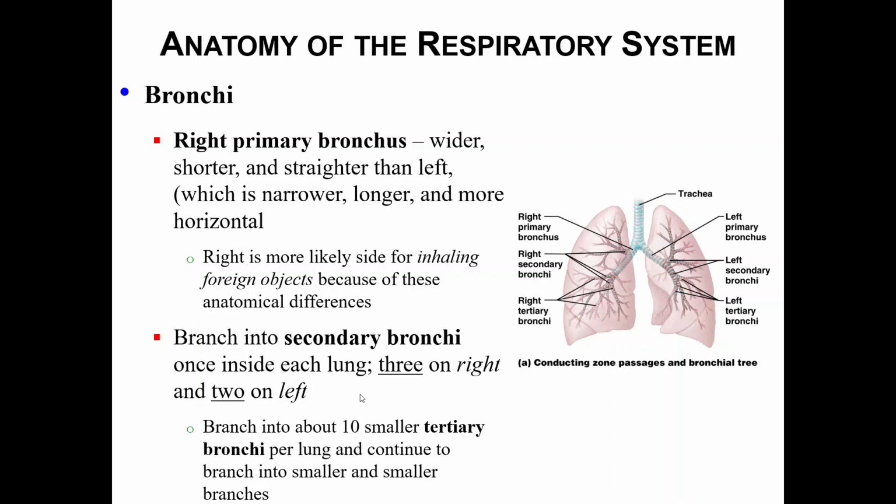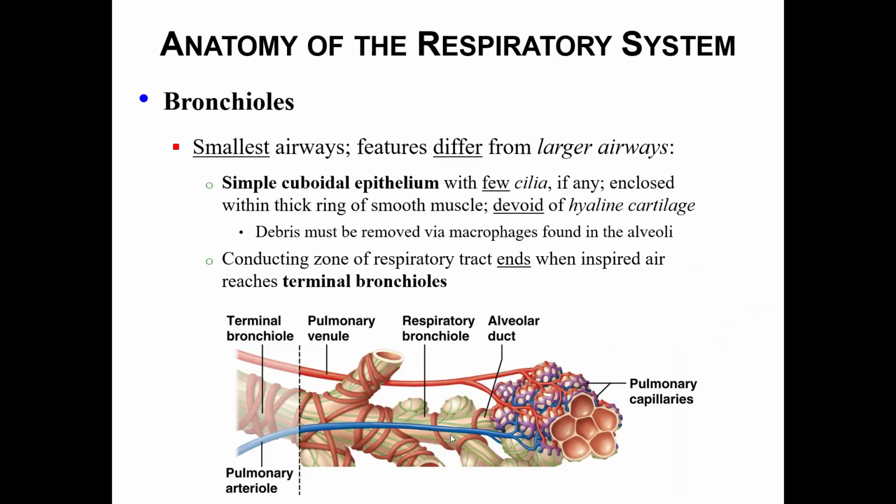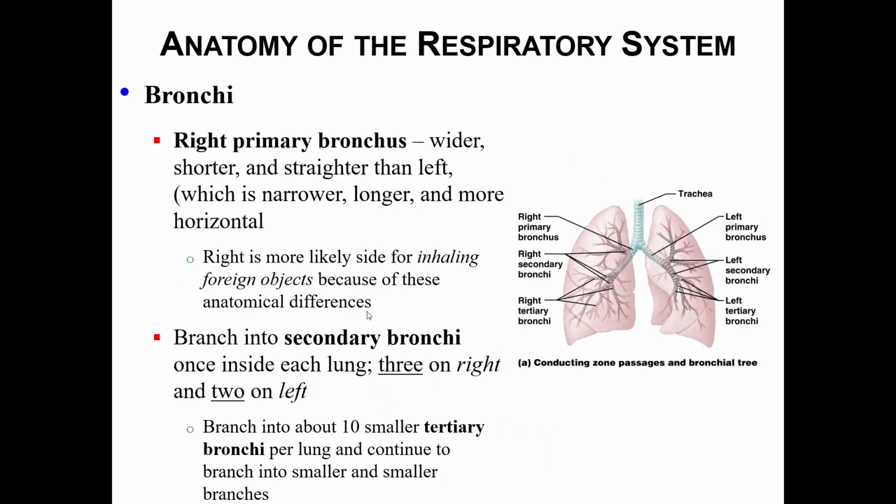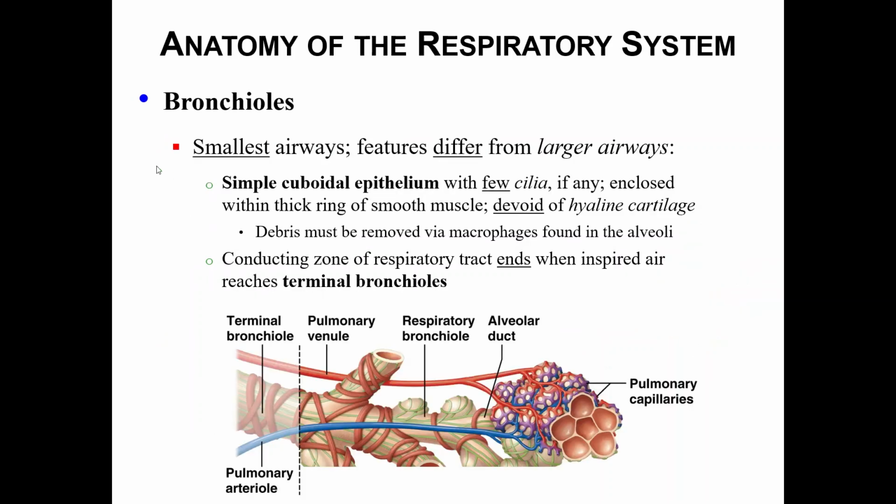The secondary bronchi, each of them will then branch into tertiary bronchi. You get approximately 10 tertiary bronchi per lung. And then we are just going to keep branching and branching and branching. And eventually, boop, we get to the bronchioles themselves. Okay, so we have primary bronchi, secondary bronchi, tertiary bronchi, and then we get to the bronchioles.